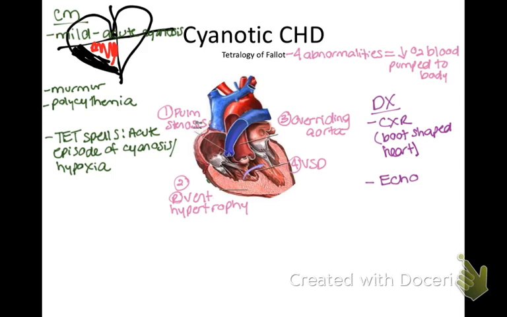The echo is going to show us the stenotic pulmonic valve, the VSD, the overriding aorta. And a cardiac cath is also going to help diagnose it.